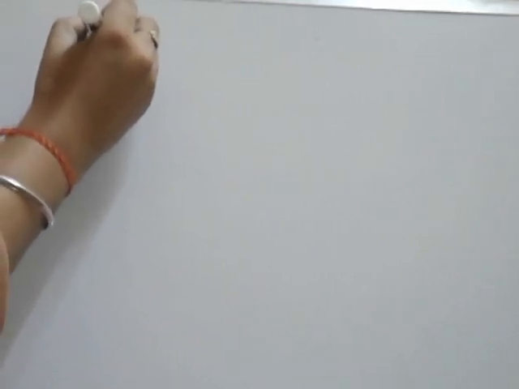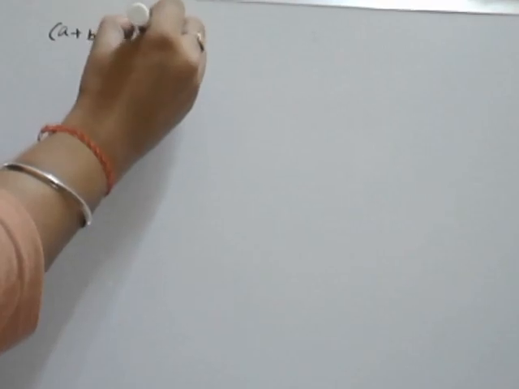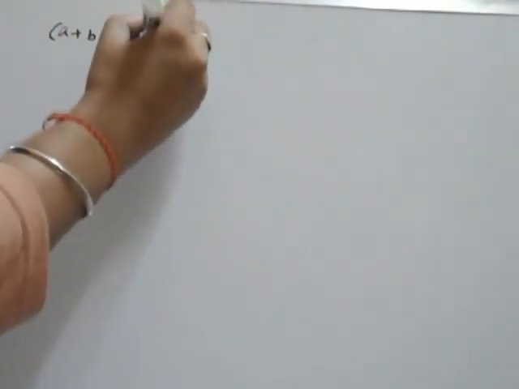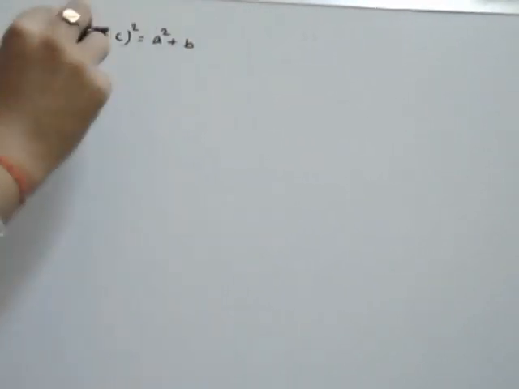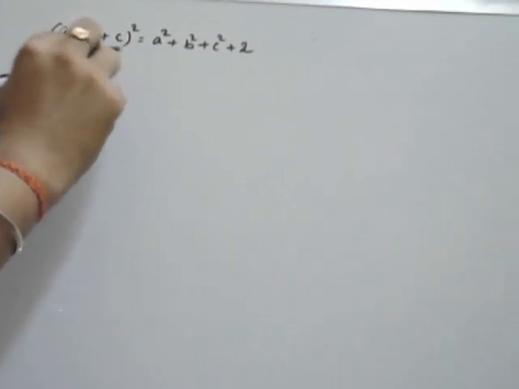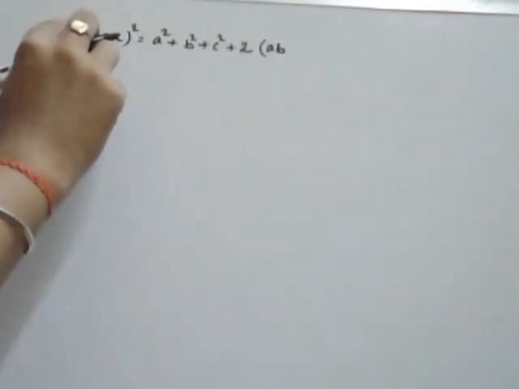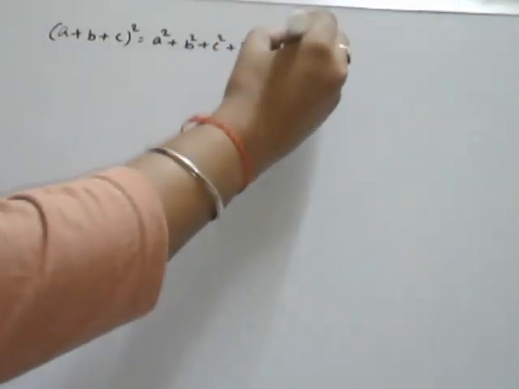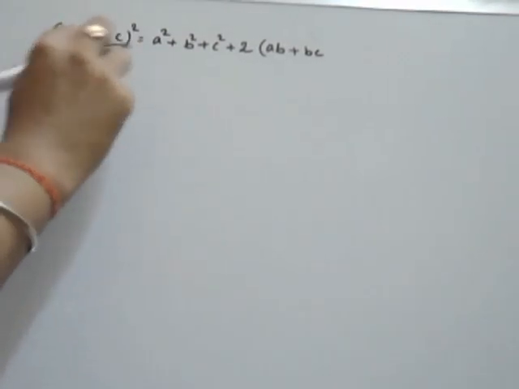(a + b + c) whole square. Here there are three terms, that is a trinomial. Before, we wrote some binomial terms. Binomial means two terms, here three terms. So what is the formula of (a + b + c) whole square? It is a square plus b square plus c square plus 2 into the product of two, that means ab plus bc plus ca.